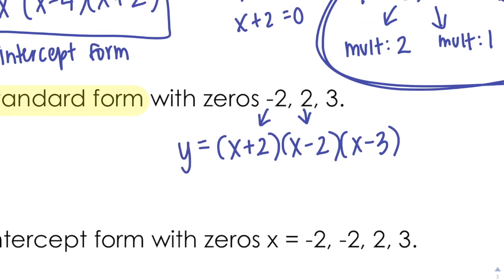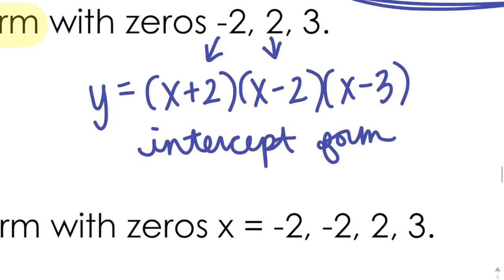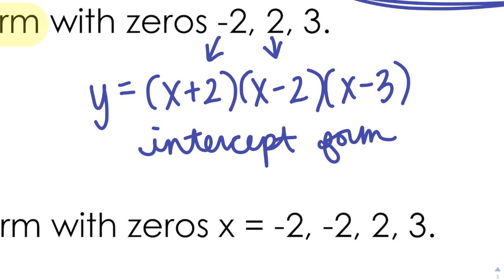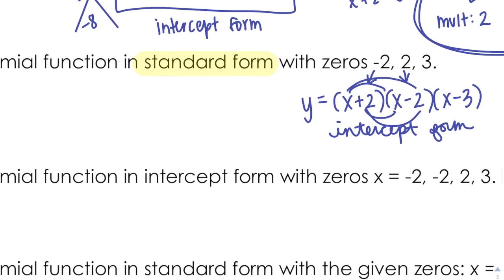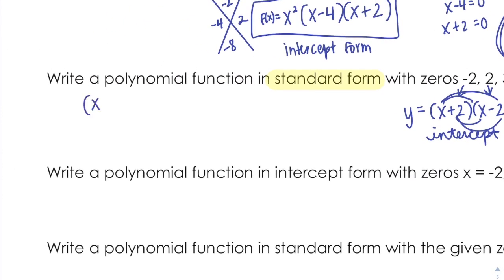Now, what I currently have right now is intercept form. They're all factored. It's all nice and neat. Remember, intercept form is the same thing as factored form, but the problem's asking you for standard form, which means it doesn't want it separated out like this. You have to distribute everything out. So you can do box method however you want to multiply it. I'm going to do the lines because that's just what I like.